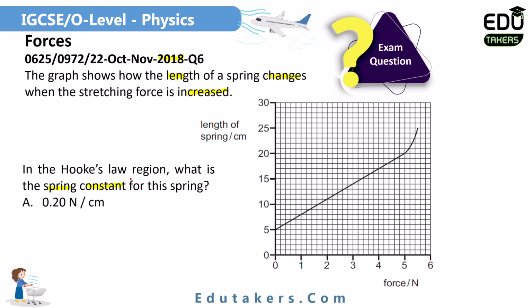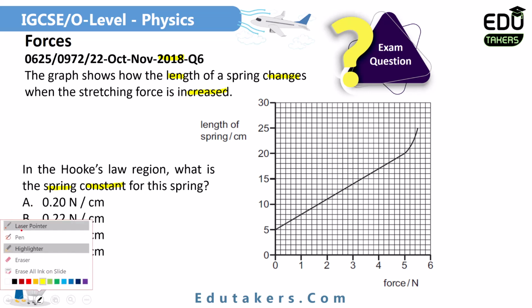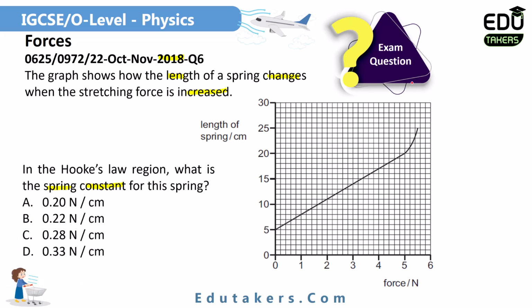Answer A, 0.20 Newton per centimeter. B, 0.22 Newton per centimeter. C, 0.28 Newton per centimeter. D, 0.33 Newton per centimeter. So basically here you can guess that this question is related with the Hooke's law. According to the Hooke's law, F is equal to Kx. Note this force is basically the applied force, not the restoring force. When you find out the value of K, it is basically equal to F over X.